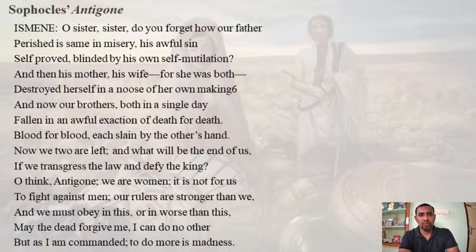So Ismene is of the opinion that our rulers are stronger than us, and therefore we must obey them in this and worse than this.